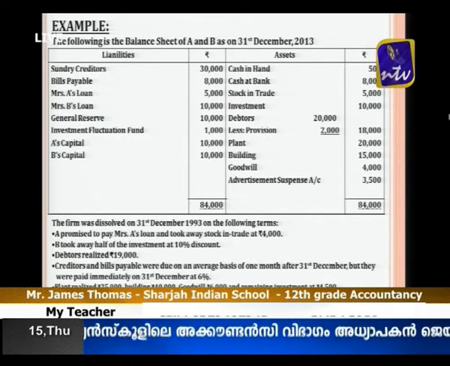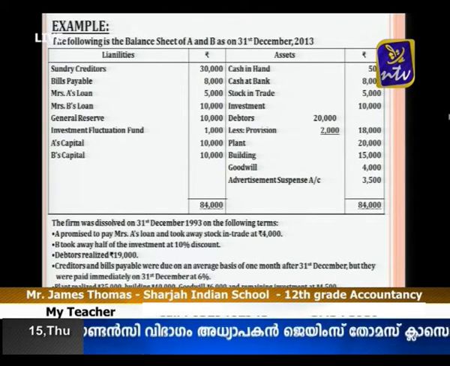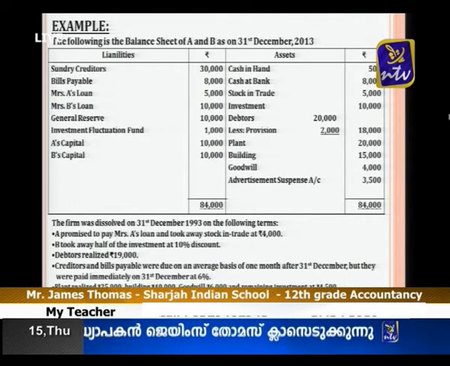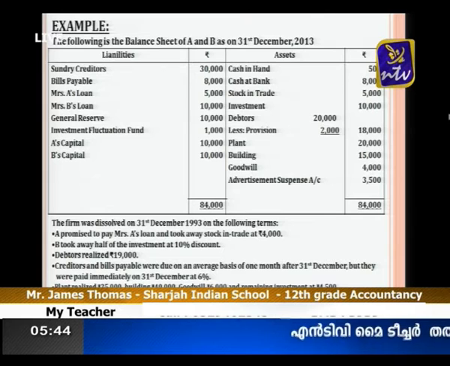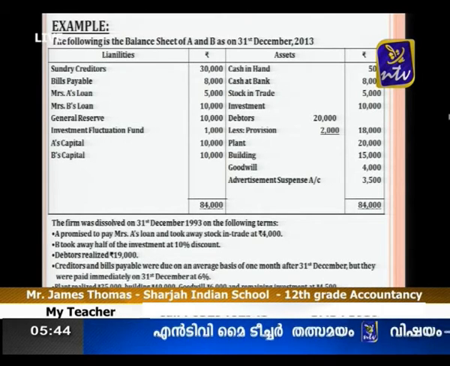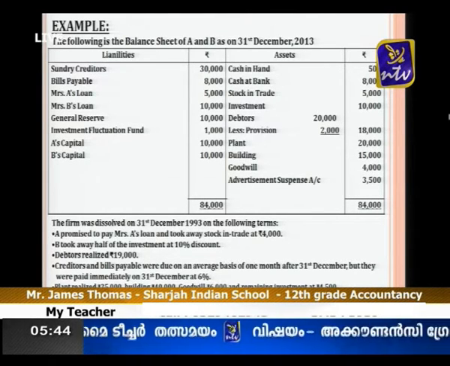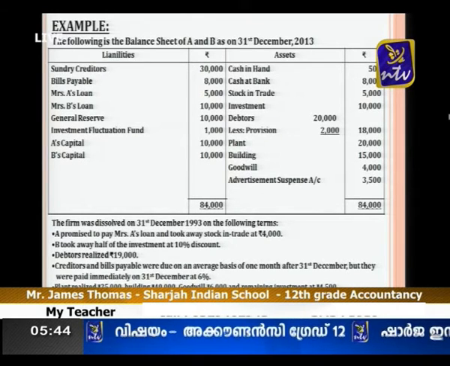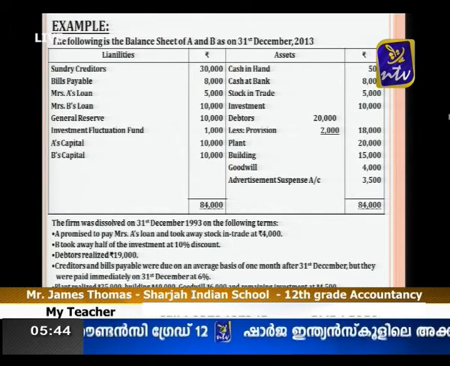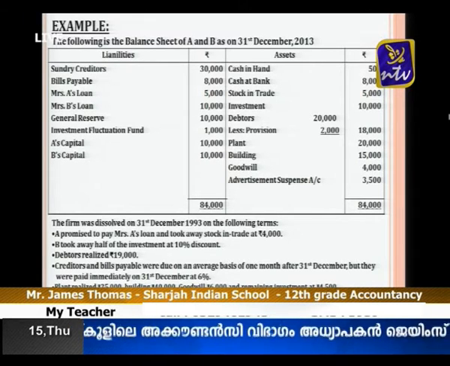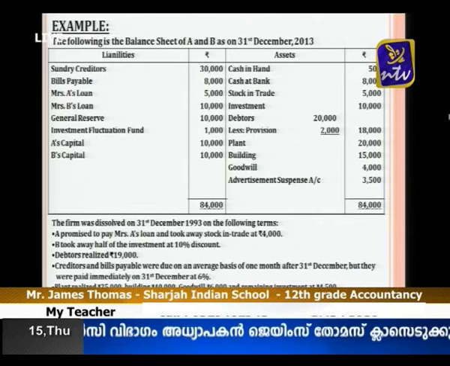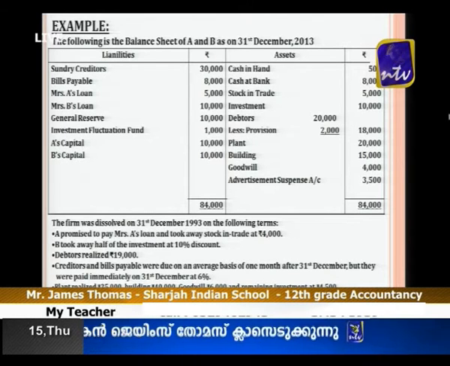The second adjustment: B took away half of the investment at 10% discount. B is also a partner, and out of the investment, half of the amount is taken by B. So the journal entry is B's capital account debit to realization account. Then adjustment number 3: the debtors are realized. The debtors' book value is 20,000, and when realizing outside we get 19,000. So the journal entry is cash account debit to realization account.